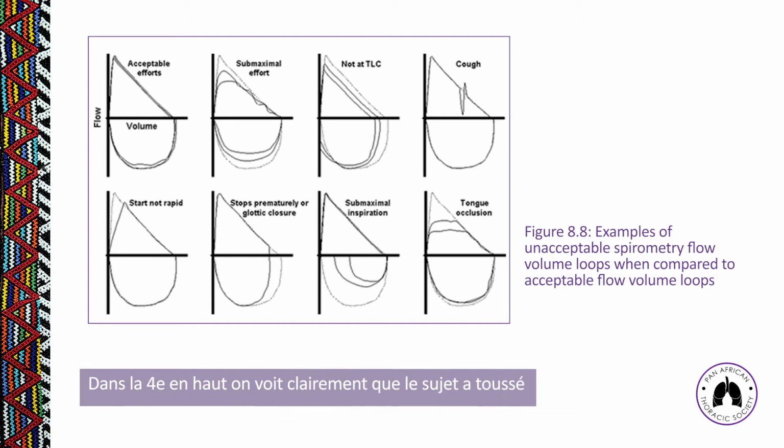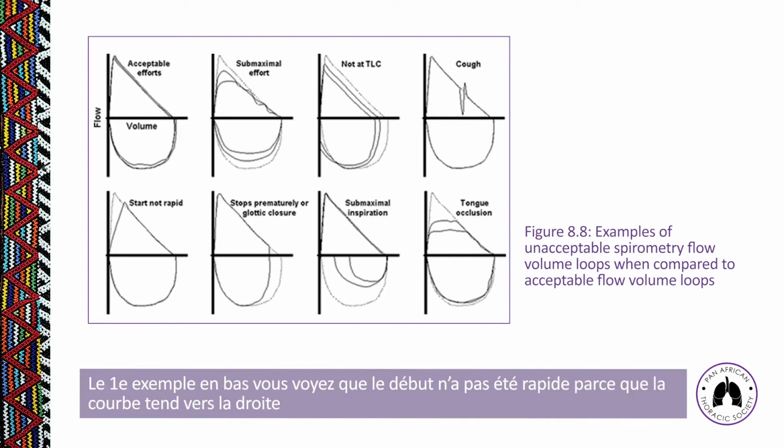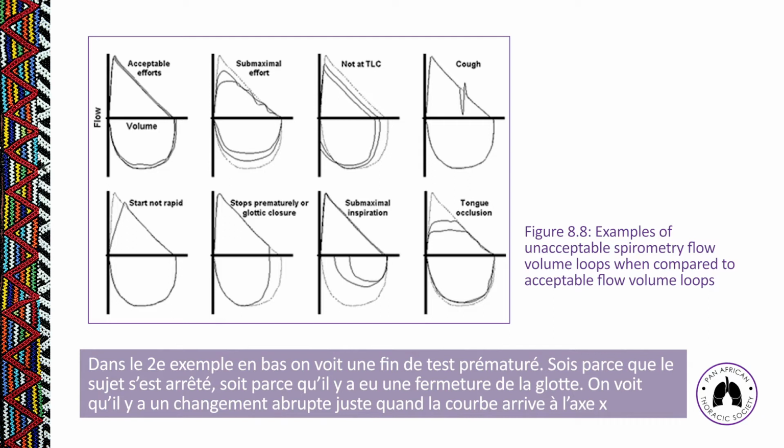In the fourth example on the top row, you see a clear cough. In the first example on the bottom row, you can see that the start is not rapid. When the test rise to peak falls to the right like that, you can see that the starting point was not good. In the second example on the bottom row, you can see that the test stops prematurely. So either the patient has terminated the blow early, or there is glottis closure causing the early termination. And you can see that where the flow volume graph descends onto the x-axis, there's a sudden drop-off there.